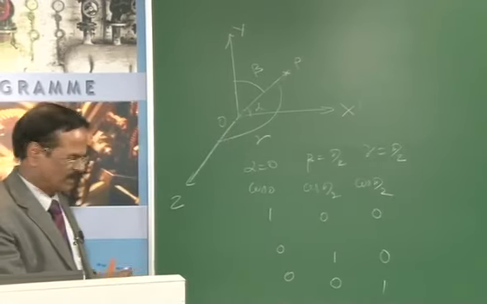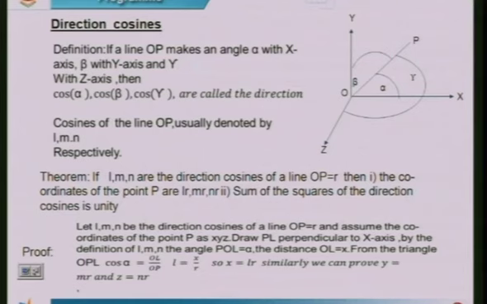This you should remember. Now you come to one important theorem. If l, m, n are the direction cosines of a line OP equal to r, then the coordinates of the point P are going to be lr, mr, nr. Very important. I will make use of this property while finding the angle between the two lines.